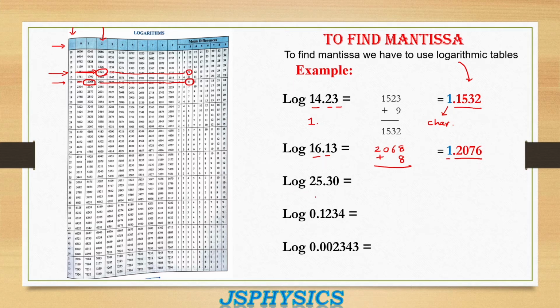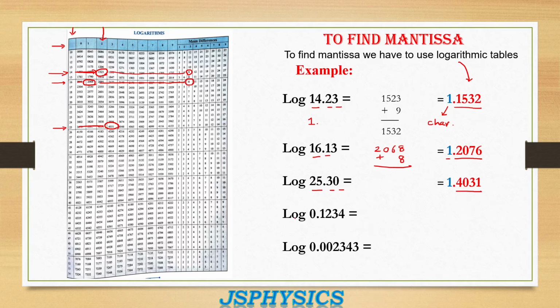Similarly, log of 25.30. We'll divide this number into 3 parts, that is 25, 3 and 0. Now we'll see in the row of 25. So this row under the column of 3. So this is 1, 2 and this is 3. The number written is 4031. Right? So our answer will be 0.4031 as the mantissa. And because the number of digits is again 2, 2 minus 1 is 1. So 1.4031 is the log of 25.30.